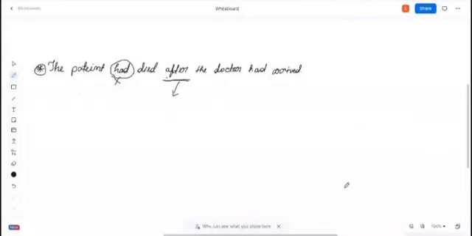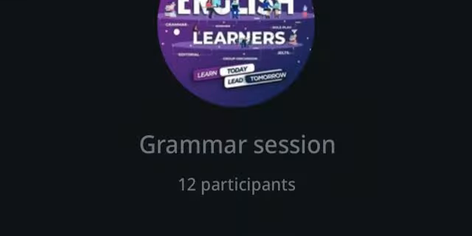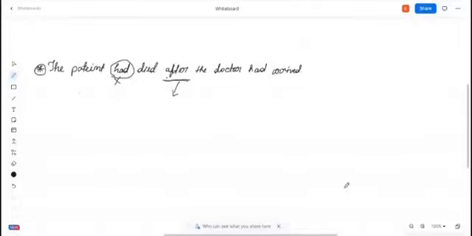So can anyone please tell me which action happened before and which action happened later? First of all, the doctor had arrived. Firstly, the doctor came, and after that, the patient died. Yes, absolutely correct. So what about others? You people also got it? If you have any doubt, you can ask.